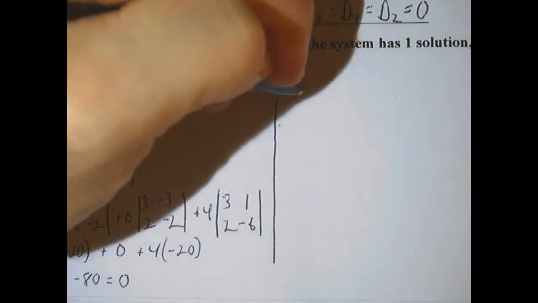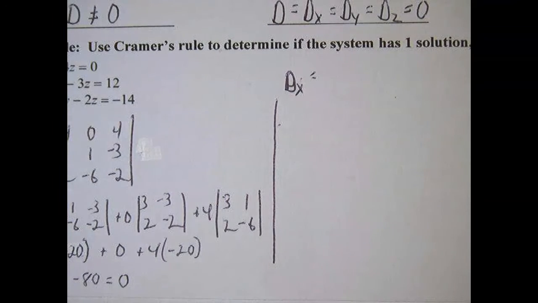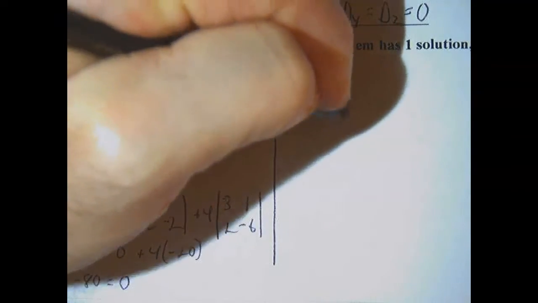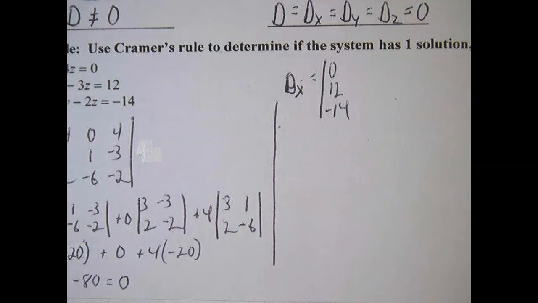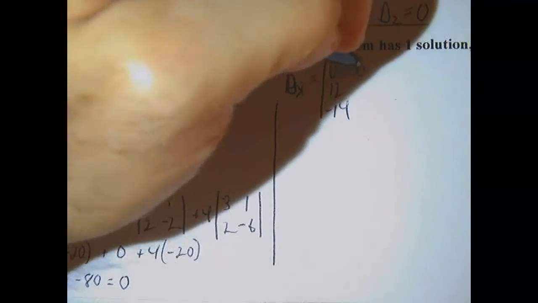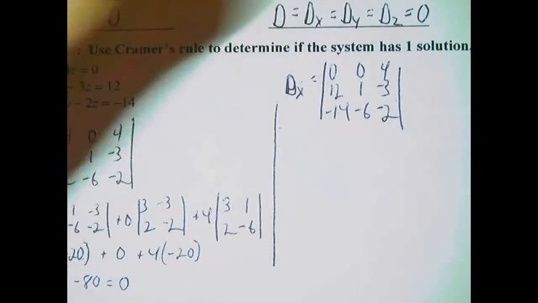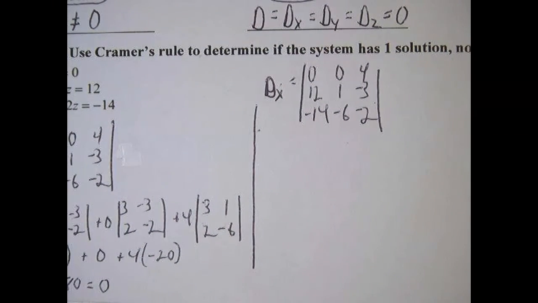So dx would be, the x's would be -4, 3, 2. That's going to be replaced by 0, 12, -14. The y's, 0, 1, -6. And the z's, 4, -3, -2. Okay, let's evaluate that and see what we get for that one.